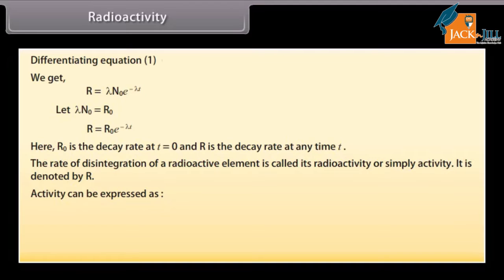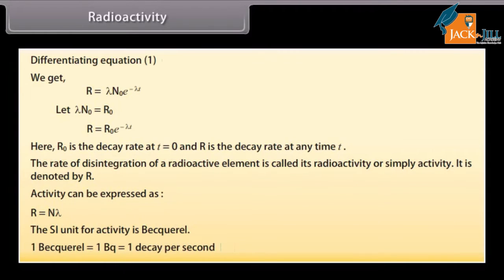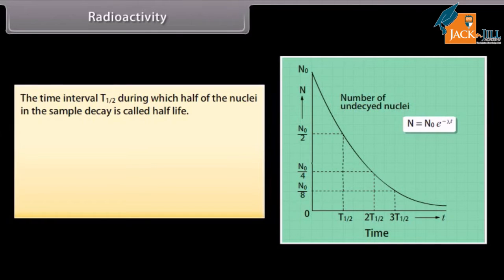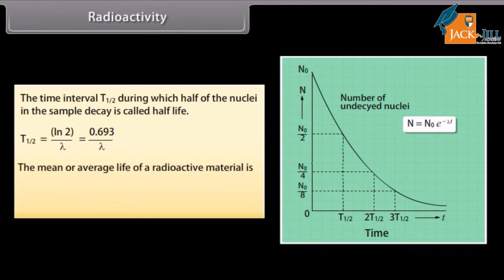Activity can be expressed as R = Nλ. The SI unit for activity is becquerel. 1 becquerel = 1 Bq = 1 decay per second. The time interval T-half, during which half of the nuclei in the sample decay, is called half-life. T-half = ln 2/λ = 0.693/λ. The mean or average life of a radioactive material is τ = 1/λ.